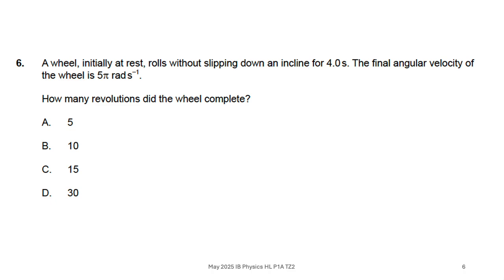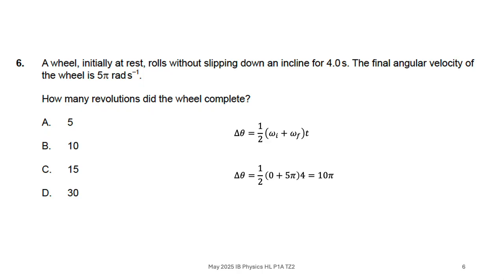Now, this is where the trick is. When we're talking about revolutions, we're really talking about angular displacement. Okay, we know the angular displacement is related to the initial and final angular velocities and the time through this equation. We also know the values from the question. So we've got a half of 0 initially and 5 pi times 4, and we're going to multiply those things together to get 10 pi.